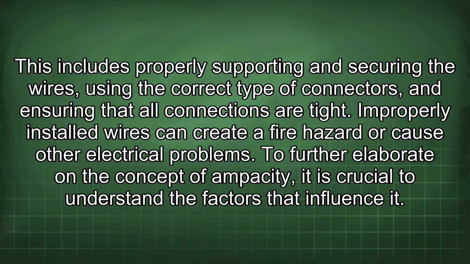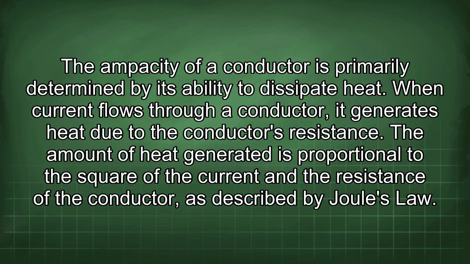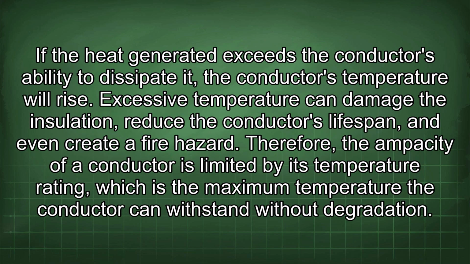To further elaborate on the concept of ampacity, it is crucial to understand the factors that influence it. The ampacity of a conductor is primarily determined by its ability to dissipate heat. When current flows through a conductor, it generates heat due to the conductor's resistance. The amount of heat generated is proportional to the square of the current and the resistance of the conductor, as described by Joule's law. If the heat generated exceeds the conductor's ability to dissipate it, the conductor's temperature will rise. Excessive temperature can damage the insulation, reduce the conductor's lifespan, and even create a fire hazard.